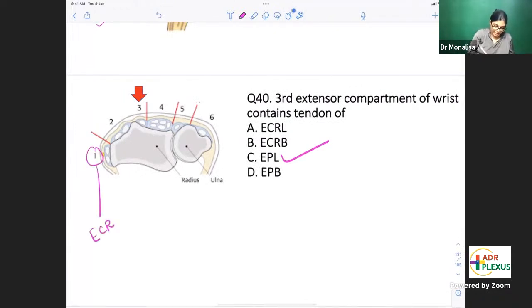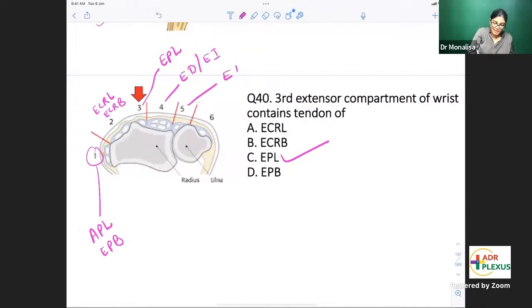So actually, through the first compartment, the structures passing are the tendons of abductor pollicis longus and extensor pollicis brevis. Through the second compartment, ECRL and ECRB. Through the third compartment, extensor pollicis longus. Through the fourth compartment, extensor digitorum and extensor indicis. Fifth compartment, extensor digiti minimi, and through the sixth compartment, ECU, extensor carpi ulnaris.